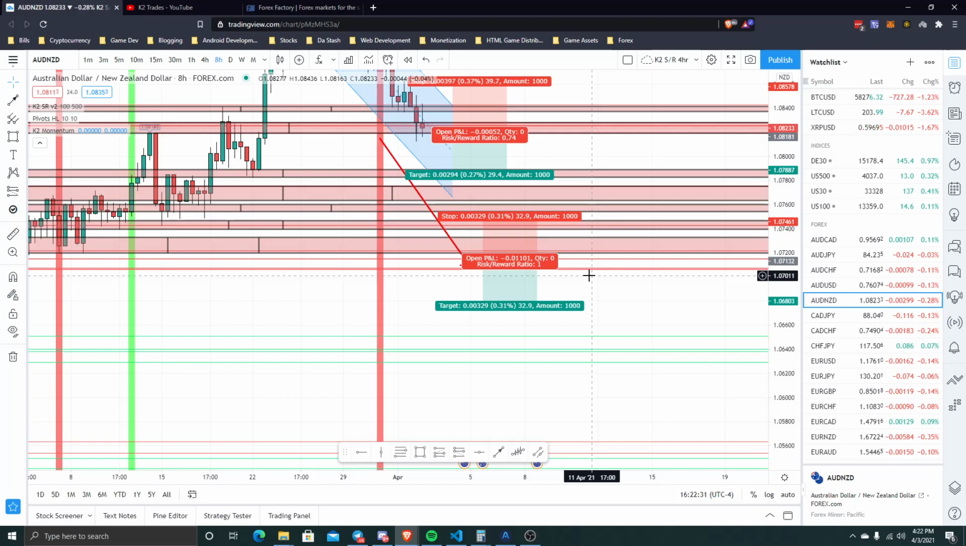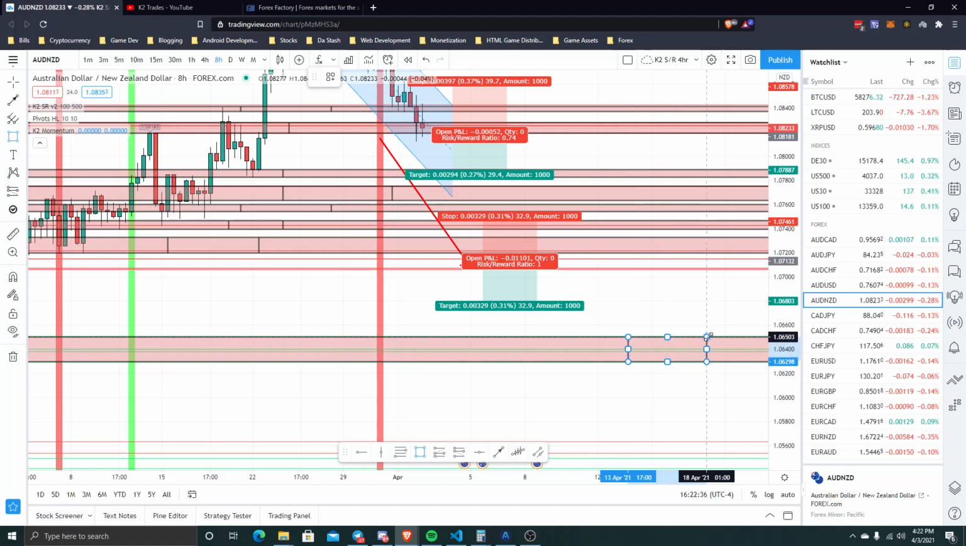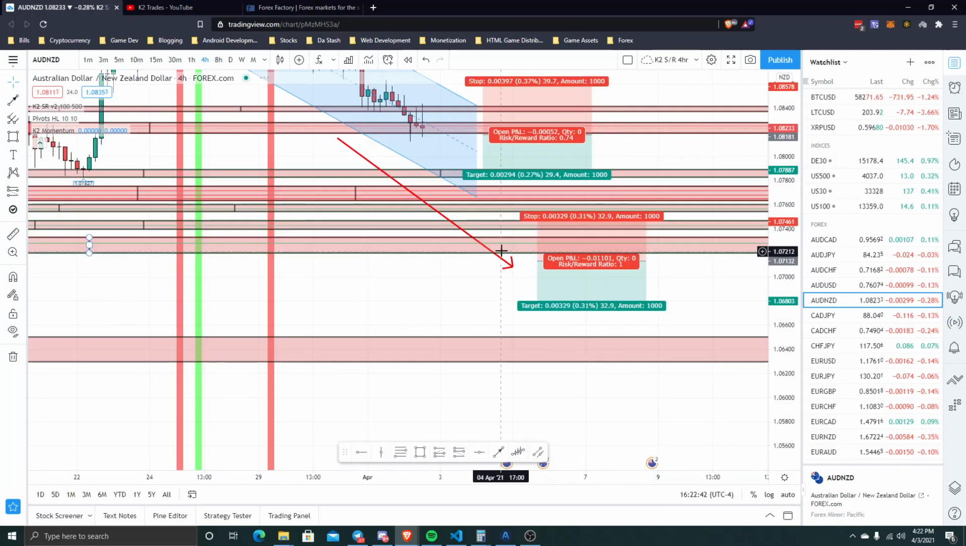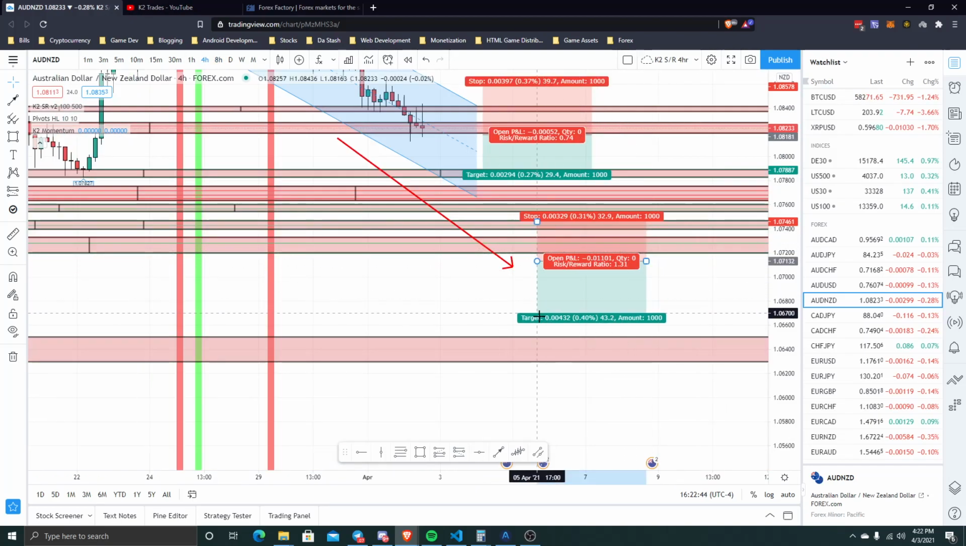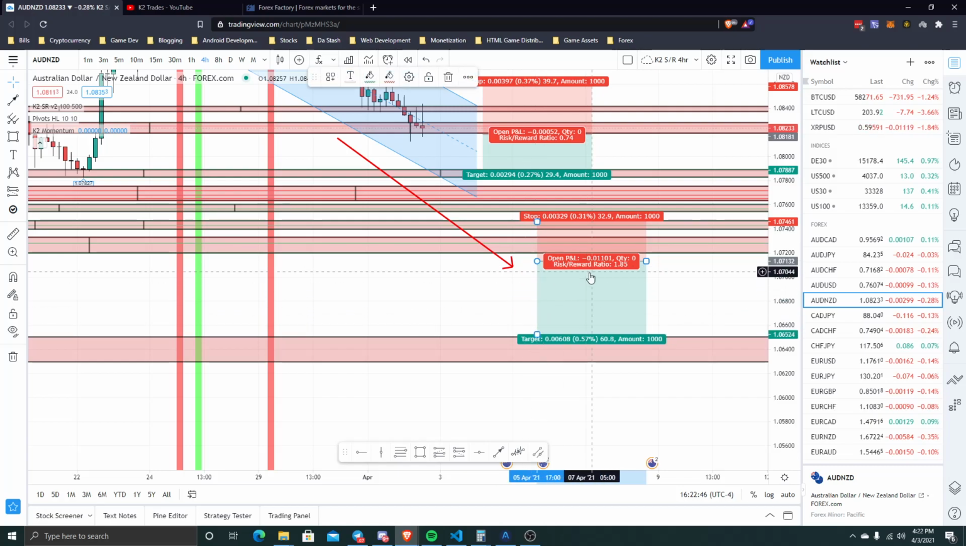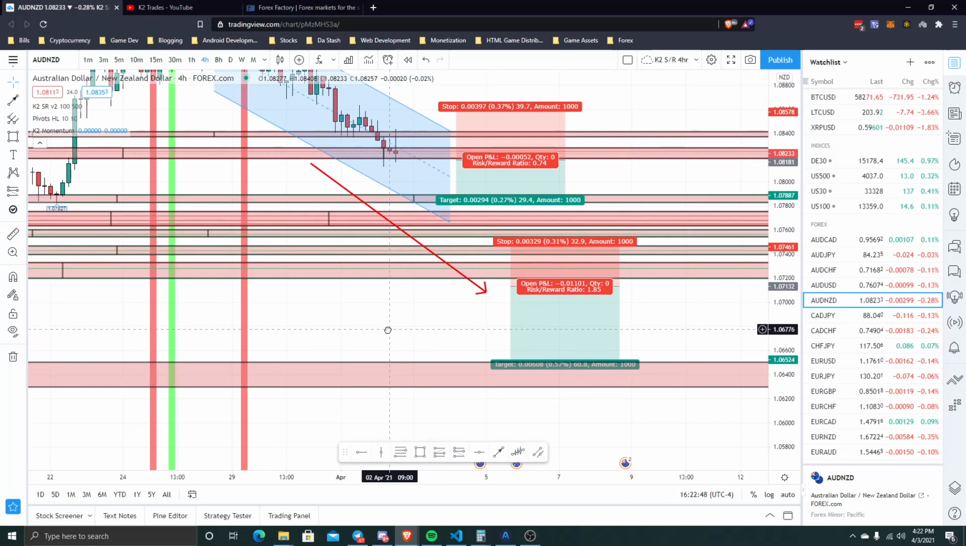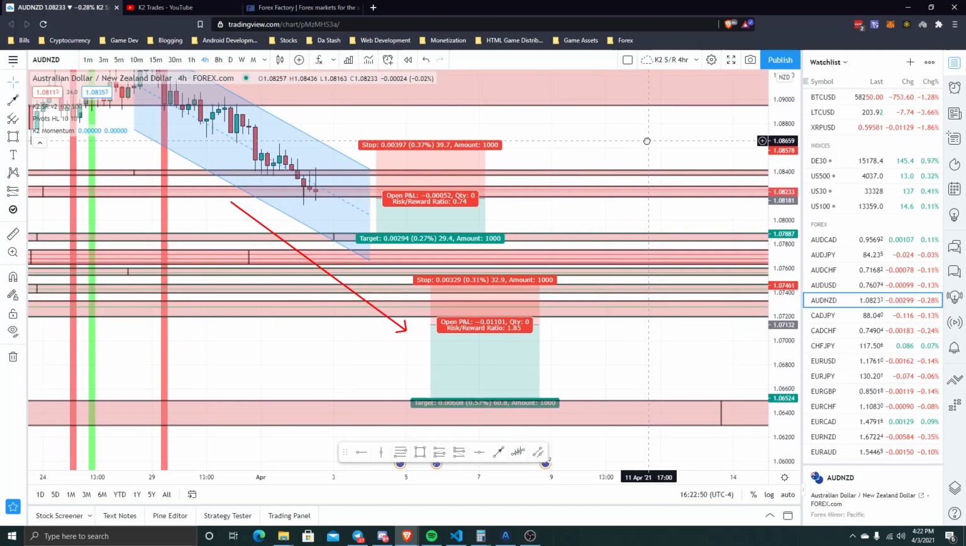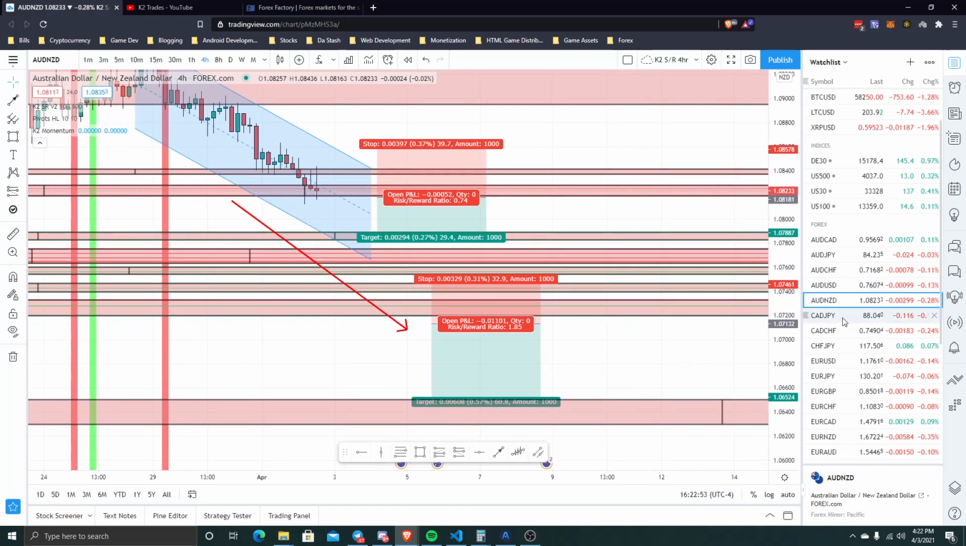I'm going to go ahead and draw that zone right here. So if it breaks below this zone right here, I'll probably take it for a 60 pip move. So like I said, we'll wait and see what the market does. So let's go to CAD JPY.